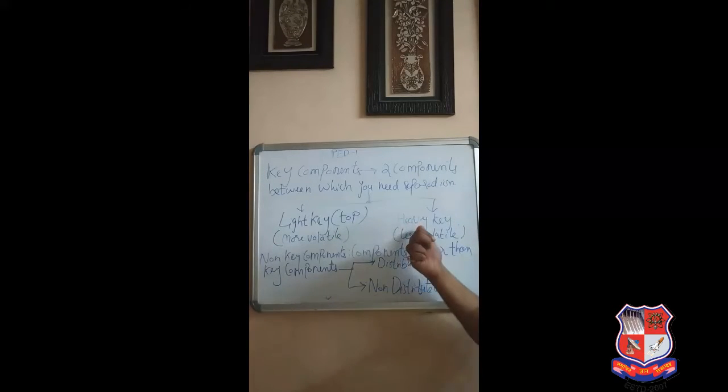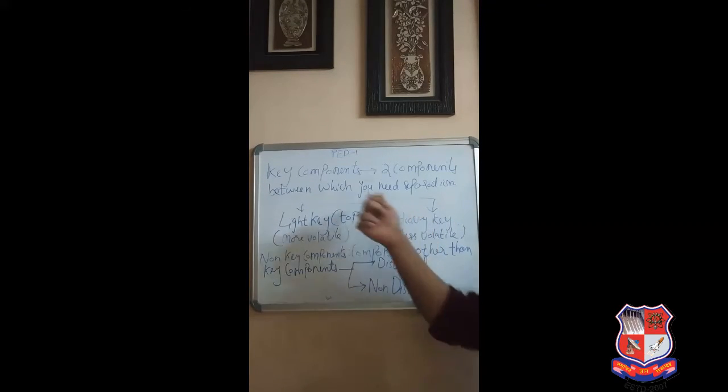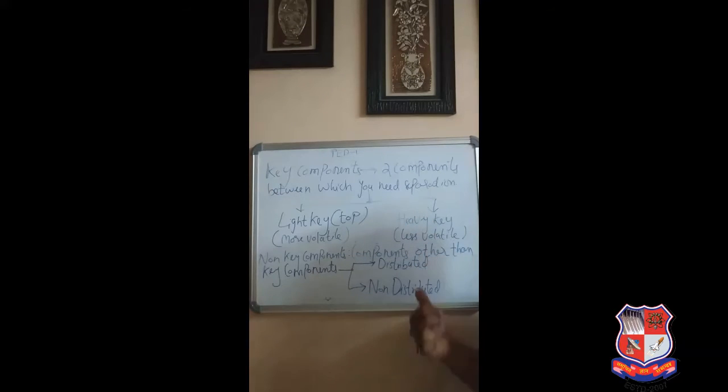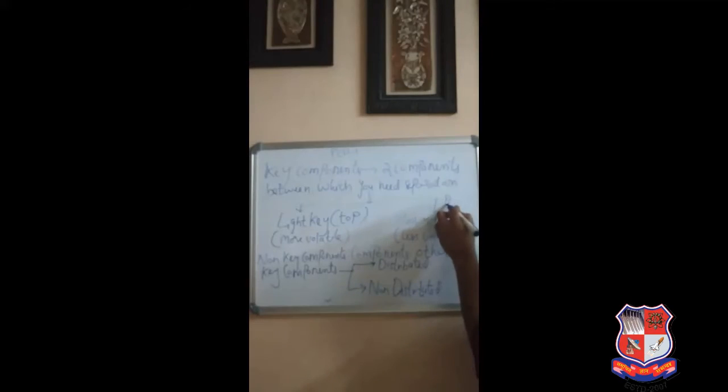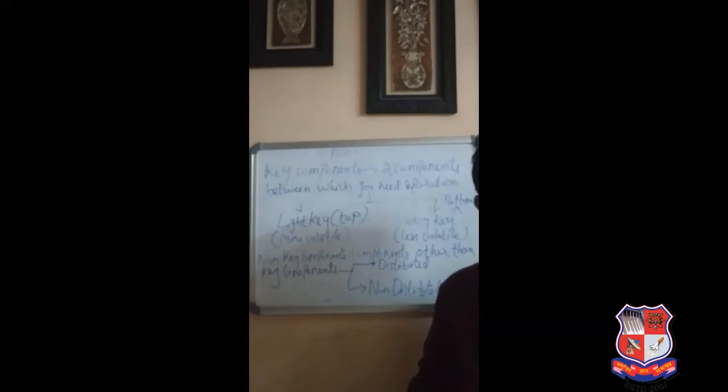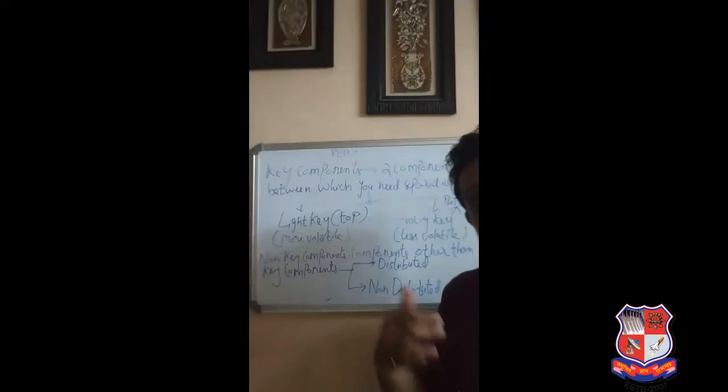And the other part of the key component is the heavy key. The name itself suggests it is heavy. So where will you find it? You will find it at the bottom. It is less volatile. The boiling point will be high.